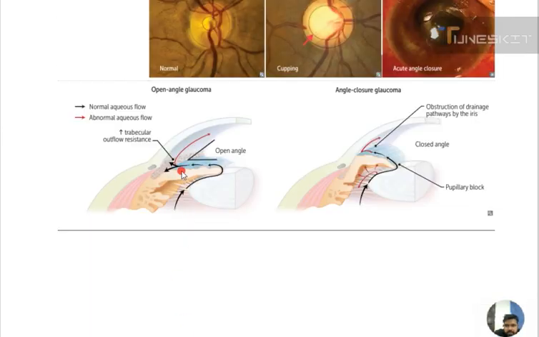In this, we can see this is the open angle glaucoma. The angle is open, and in angle closure glaucoma, the angle is closed by the upward pushing of the iris. You can see here, and there is pupillary block.